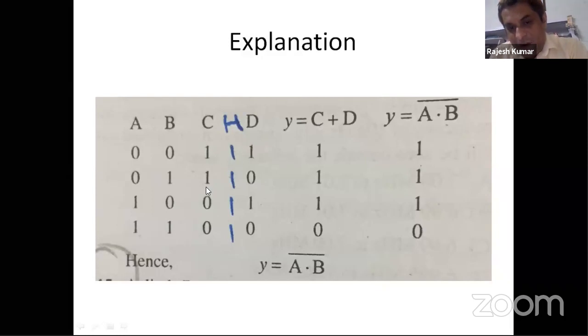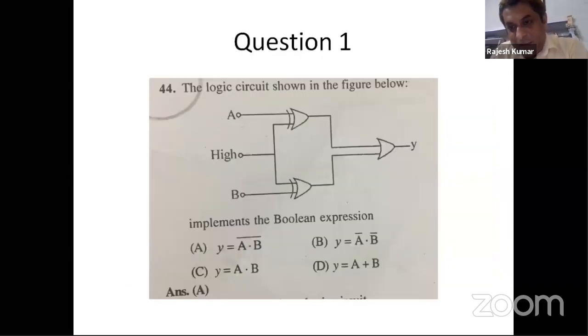OR gate: 1 plus 1 is 1, 1 plus 0 will be 1 again, 0 plus 1 will be 1 again, and so on. And this is the truth table of a NAND gate. Therefore, the output of this will be Y is equal to AB bar. That is, the answer will be A for this circuit. Okay? This is how we get the answer for the circuit.